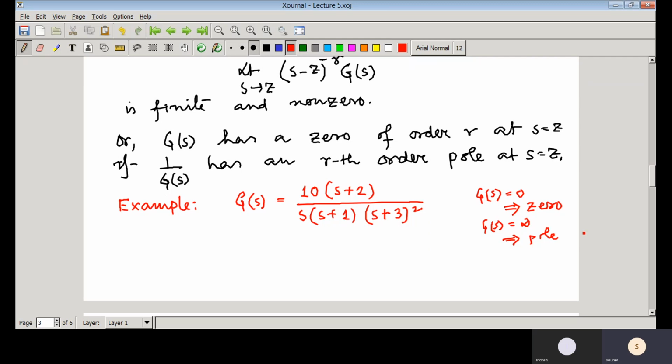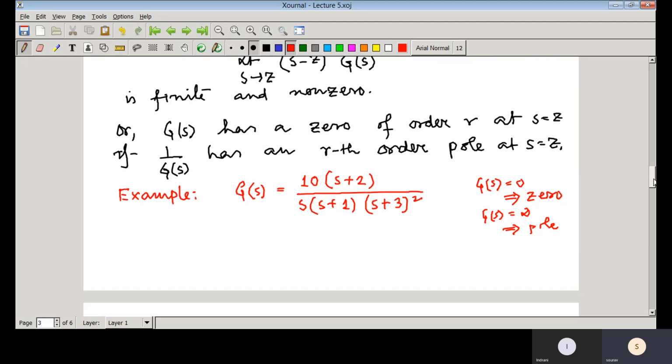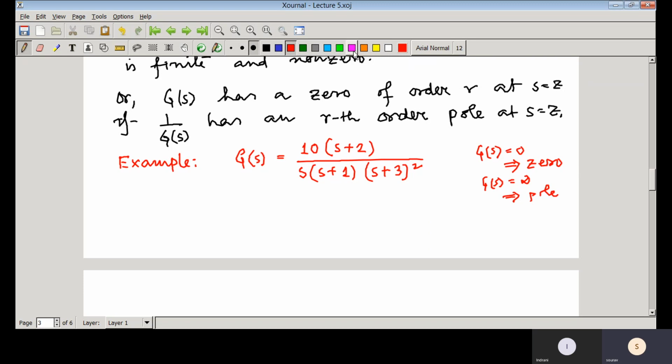So in this particular example, if you take s equal to minus 2 and put it here, then you can see G(s) equal to 0. So that means s equal to minus 2 is a finite zero. Similarly, there are 3 other zeros at infinity.